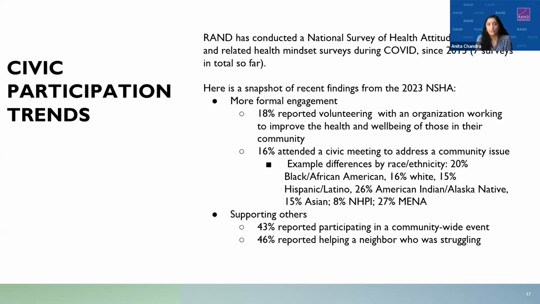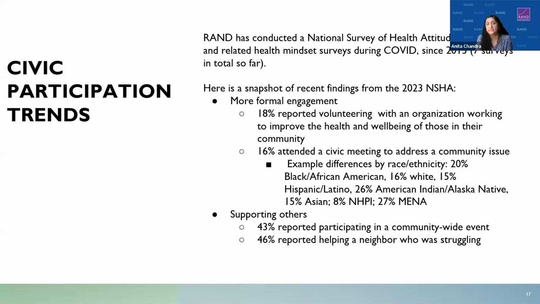So as we think about more formal engagement, like the ones that I talked about on the prior slides, like volunteering or getting involved in a civic meeting to address a community issue, we see actually relatively low numbers. Less than a fifth of the population is reporting that they are really engaged at that level to improve the health and well-being of those in their community. So it suggests that there's room for improvement, and this focus that we have today on social connection and civic infrastructure is merited.